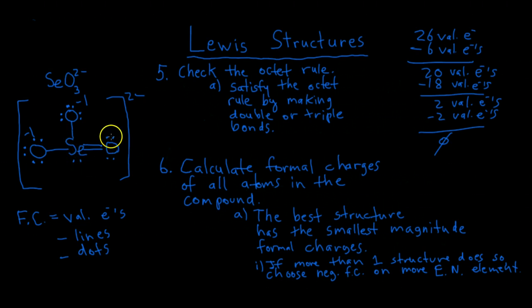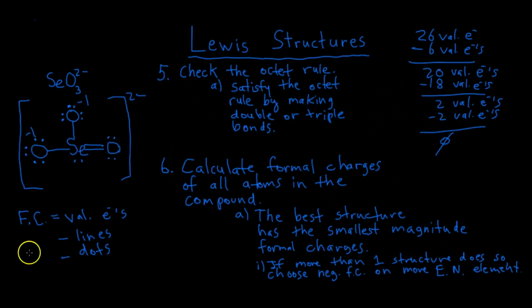If it's a 0 formal charge, you don't usually write it. But selenium in this structure has 2, 4, 6, 8, 10 valence electrons. That's okay, because any element in the 3rd row or lower of the periodic table can have an expanded octet. This is the best structure we're going to draw. We could have put this double bond here or here and it wouldn't matter. That's another topic, called resonance forms. We'll do that later. There's the structure for the selenite polyatomic ion.